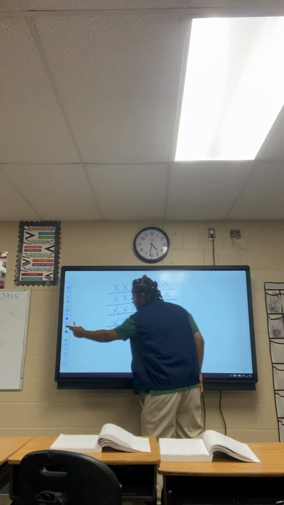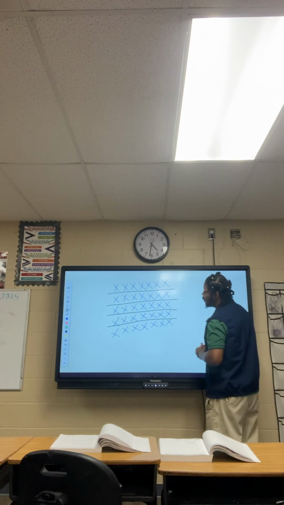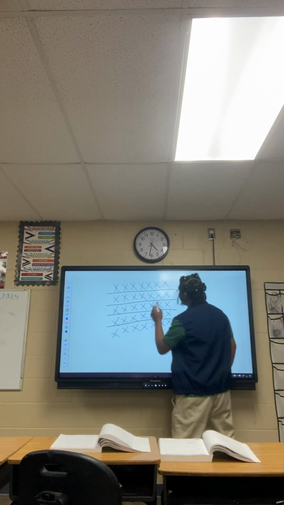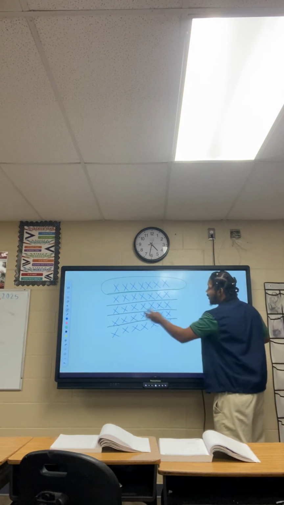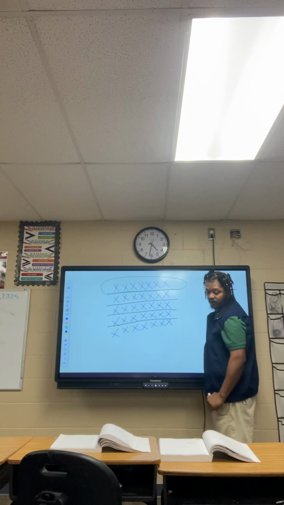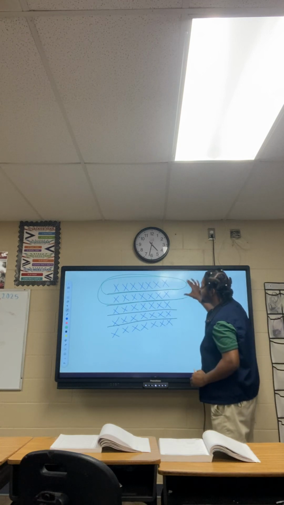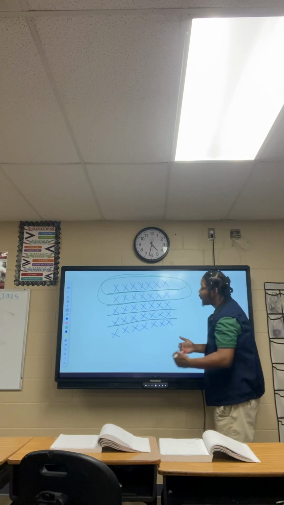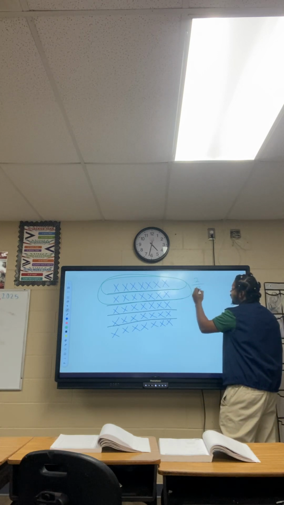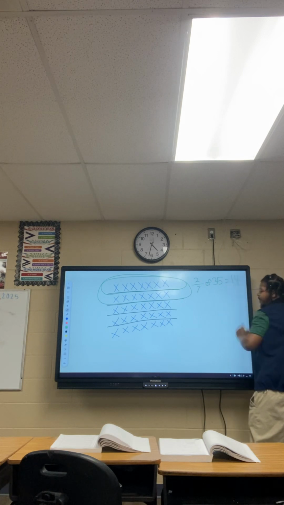Here's how we would do it based on what you have in your book. They want to know 1/5, so we have our 5 groups. To show 1/5, we circle one of these groups, so 1/5 of 35 is 7. If they wanted 2 groups, you would circle your 2 groups and then count what's inside. In one group we have 7, in the other group we have 7. So 7 plus 7 is 14, so 2/5 of 35 would be 14.